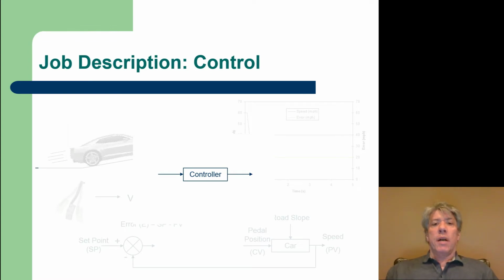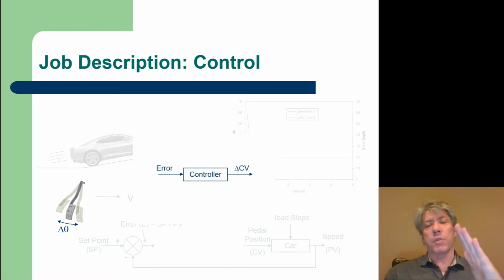Now the job of the controller is to take the error in on one side and on the outside decide how to change the control variable. It doesn't really decide most of the time on the actual setting of the control variable. Normally the control variable, in other words the pedal position, starts at some particular setting, and then the controller adjusts from there. And this is true of your cruise control.